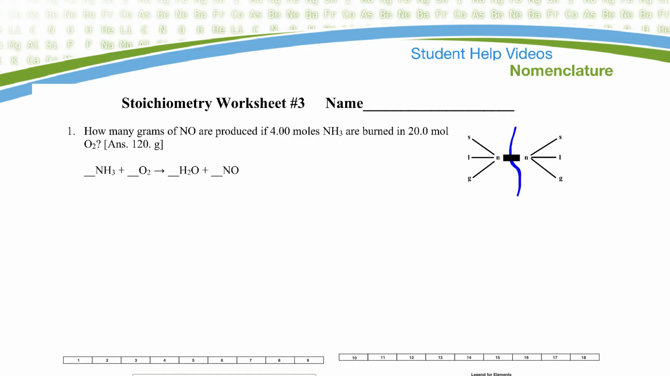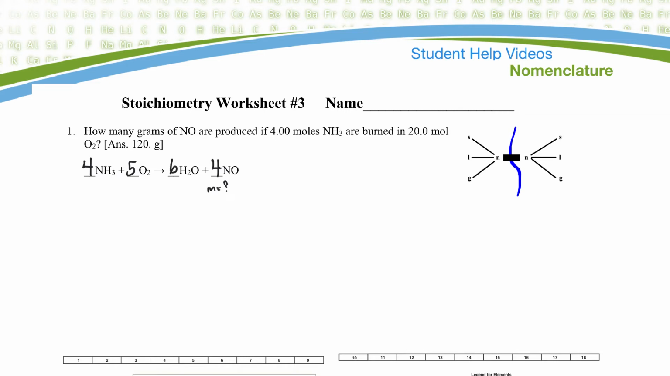Okay. Double, so let's go 4. That gives me 12 hydrogens, so I need a 6 there. And 4 nitrogens. So that's 6 plus 4 is 10, so I need 5 oxygens. Okay, so they say how many grams of NO are produced?